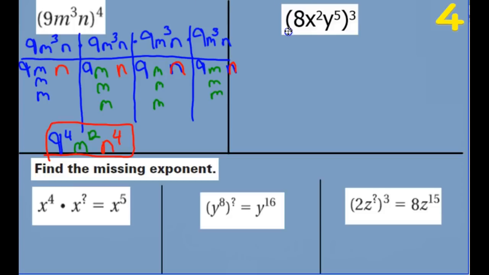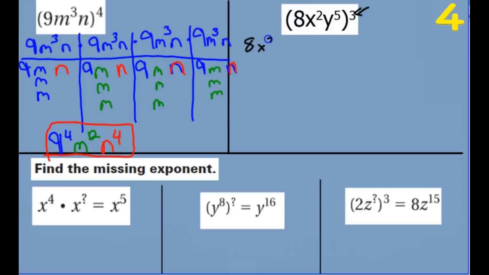Alright, on our next problem, we need to figure out how many numbers in our parentheses we have. So it looks like we have 3. 3 8x squared y to the 5th. So we're going to write that out 3 times.